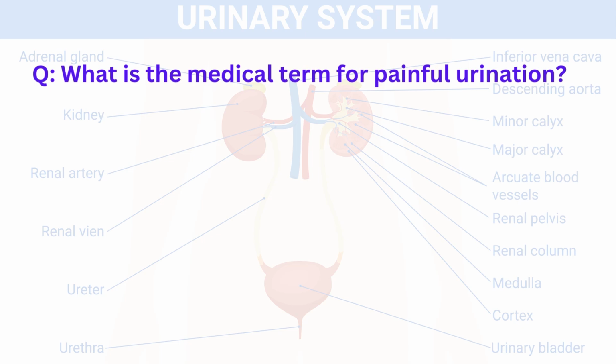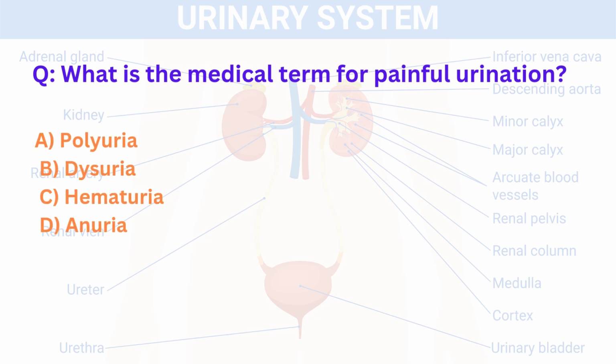Next question is, what is the medical term for painful urination? Options are polyuria, dysuria, hematuria, anuria. Here the words itself say their meanings. That is, polyuria refers to excessive production. Poly refers to many or more. Polyuria refers to excessive production or passage of urine, more commonly seen in diabetic patients. Then dysuria, this means difficulty, that is painful or difficult urination usually seen in or usually associated with urinary tract infections.